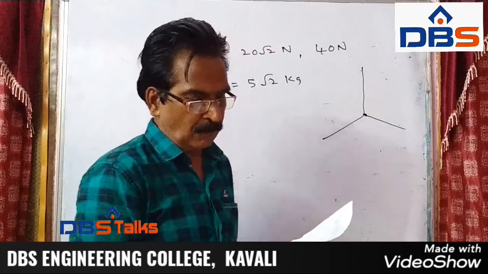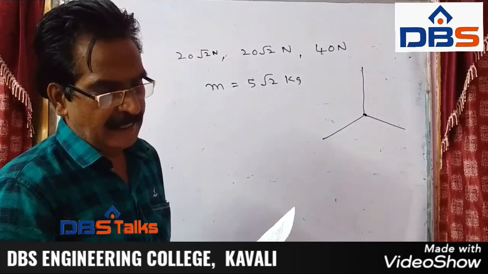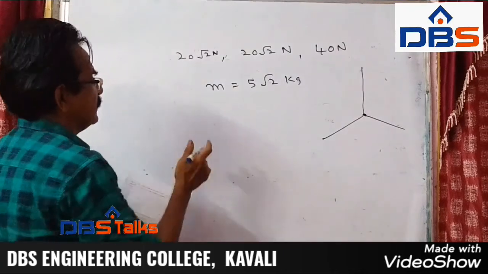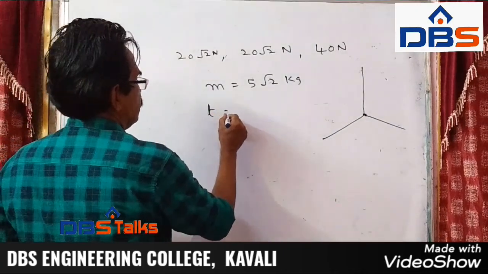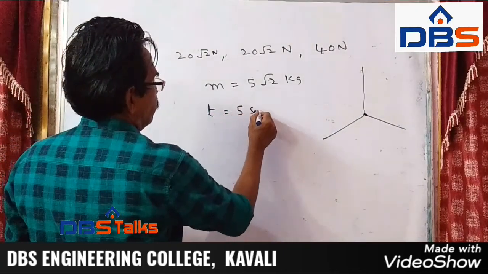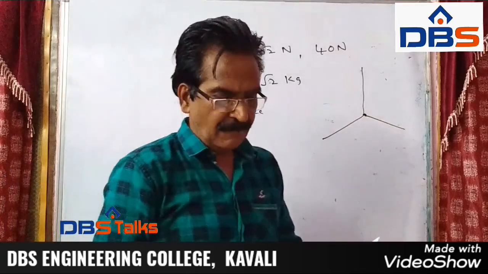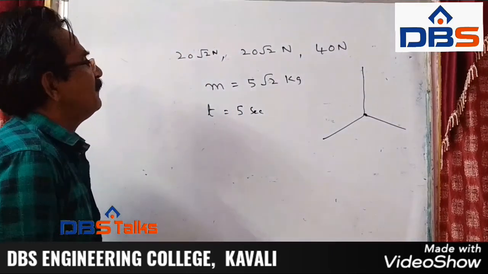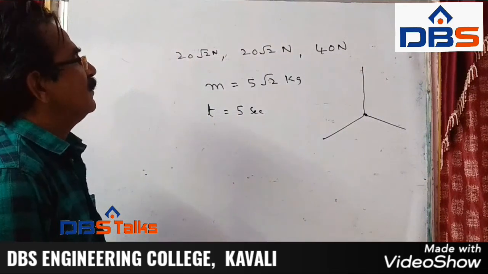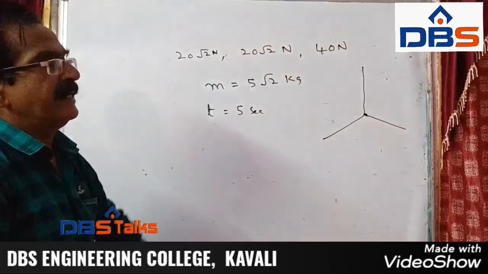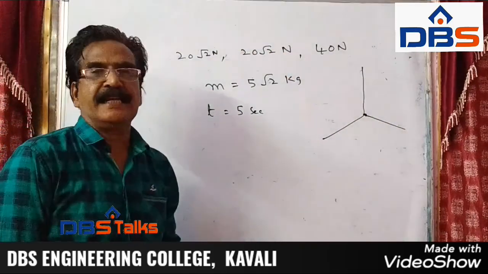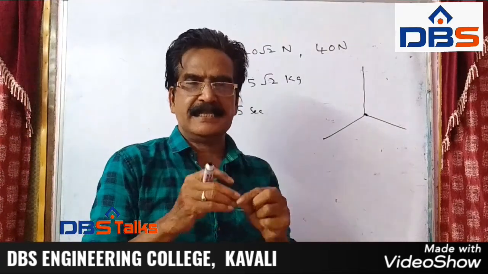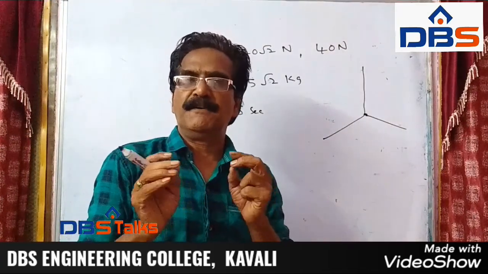Here, what is to be found? The magnitude of the displacement of the ball after 5 seconds. See friends, what is the net force? Displacement means S. S is equal to ut plus half at square.